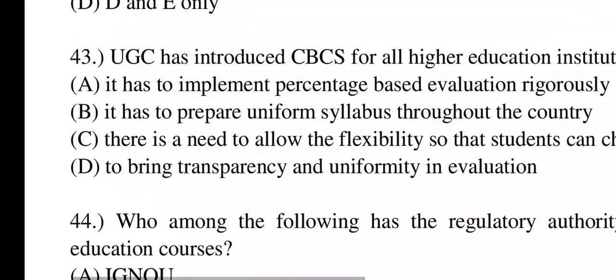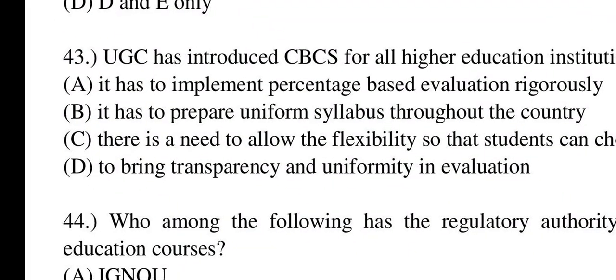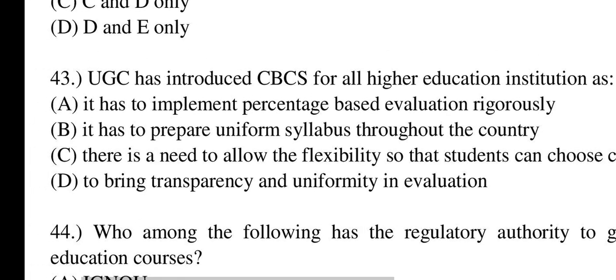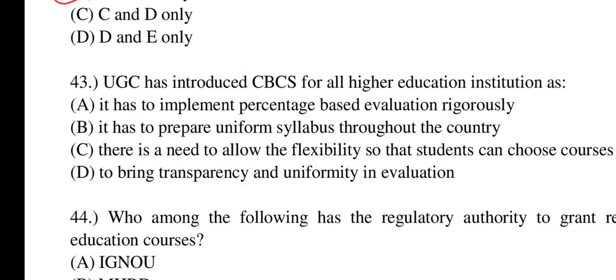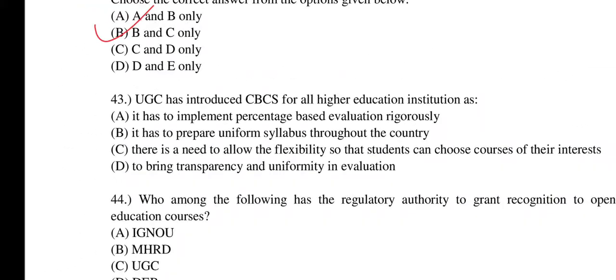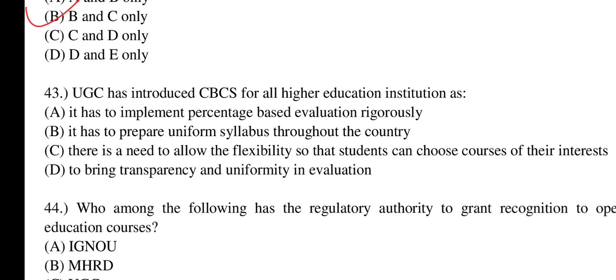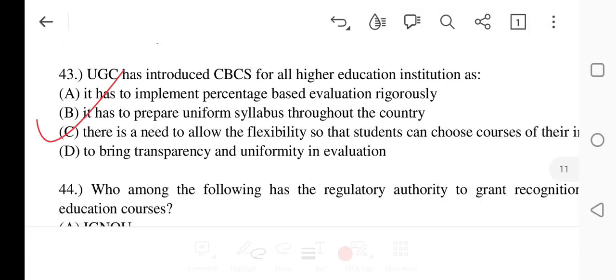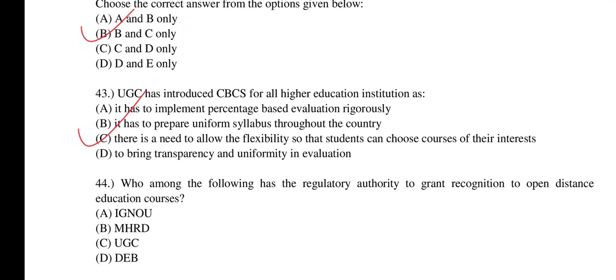43 says, UGC has introduced the choice-based credit system, in short CBCS, for all higher education institutions as what? A, it has to implement percentage-based evaluation rigorously. B, it has to prepare uniform syllabus throughout the country. C, there is need to allow the flexibility so that students can choose courses of their interest. D, to bring transparency and uniformity in evaluation. 43, the correct option will be number C. There is need to allow the flexibility so that the students can choose courses of their interest.